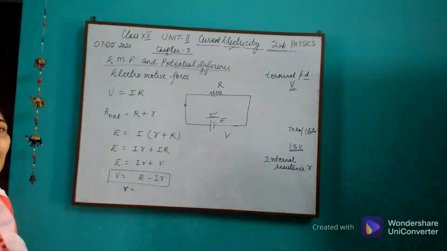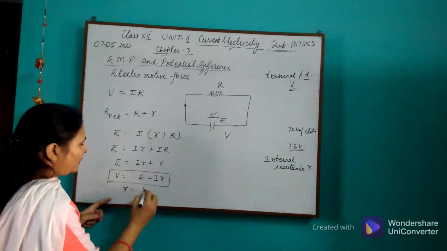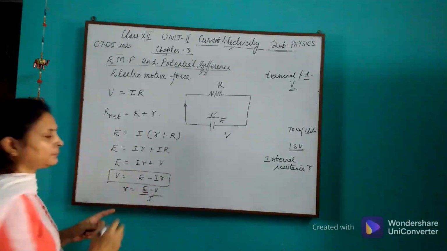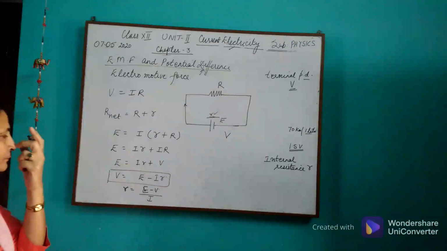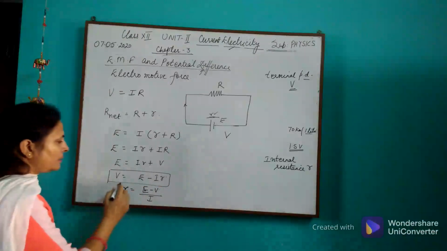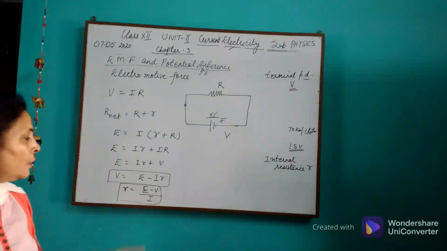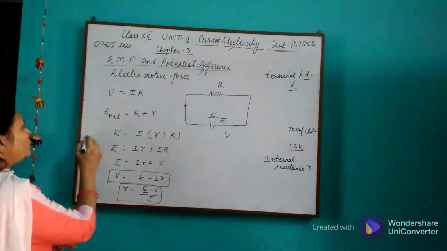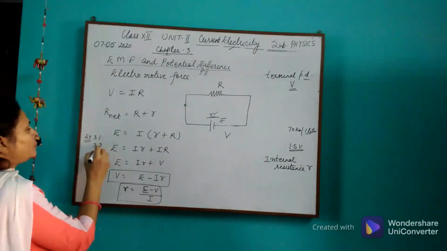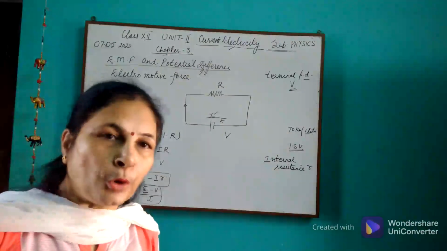From here you can also find out the value of small r. That will give you r equals E minus V upon I. So internal resistance can be calculated in a given circuit using this expression. You can do exercise 3.1 and 3.2 given in your NCERT book.